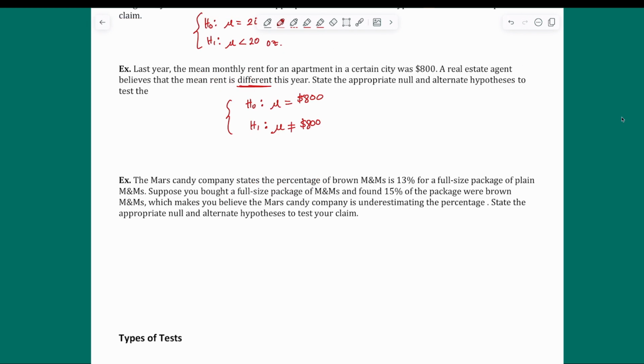Okay, let's continue on with the next example here. The Mars Candy Company states that the percentage of brown M&Ms is 13% for a full-size package of plain M&Ms. Suppose you bought a full-size package of M&Ms and found 15% of the package were brown M&Ms, which makes you believe the Mars Candy Company is underestimating the percentage. State the appropriate null and alternate hypothesis to test your claim.